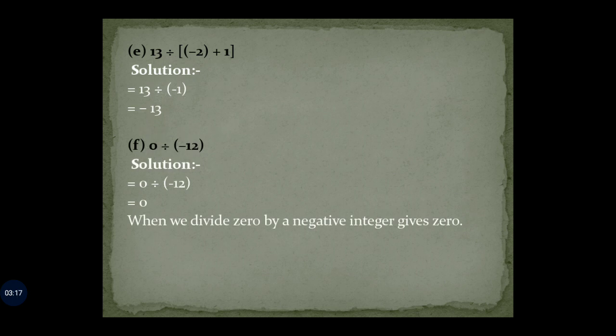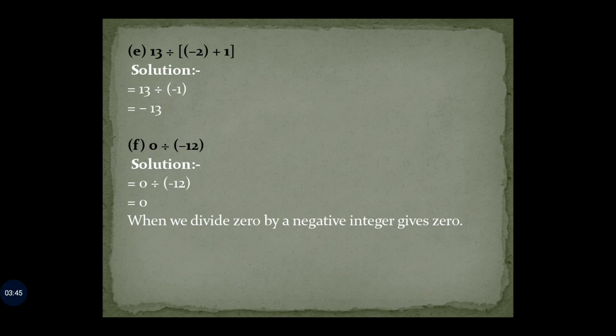Let us move on to the next problem. E. 13 divided by minus 2 plus 1. That is, in the bracket we have minus 2 plus 1. As we can see, there are 3 integers. First let us solve the bracket. That is, minus 2 plus 1 gives you minus 1. Now divide 13, which gives you minus 13.